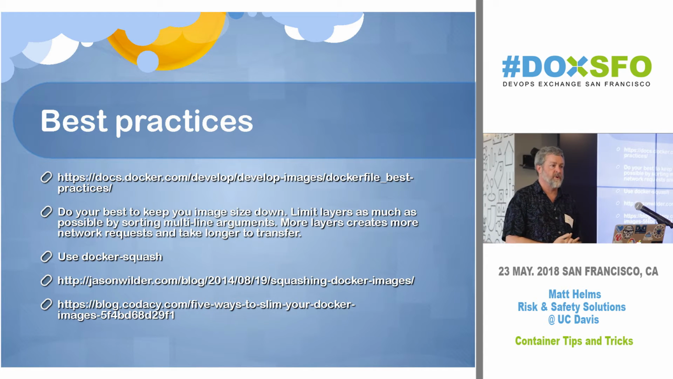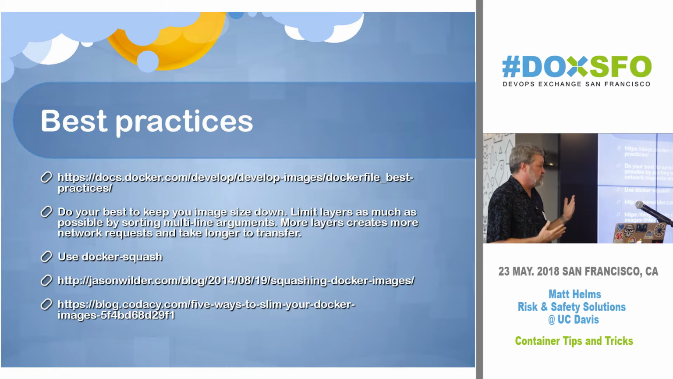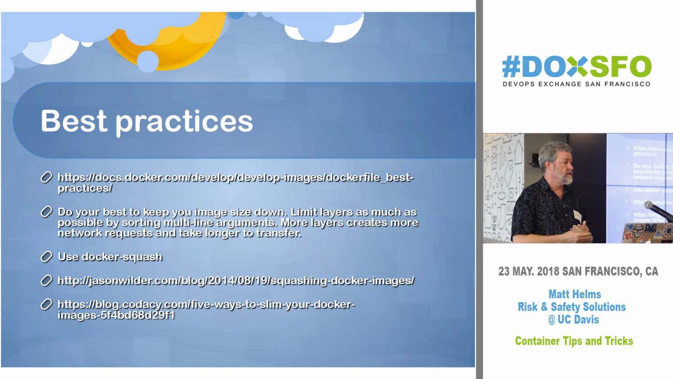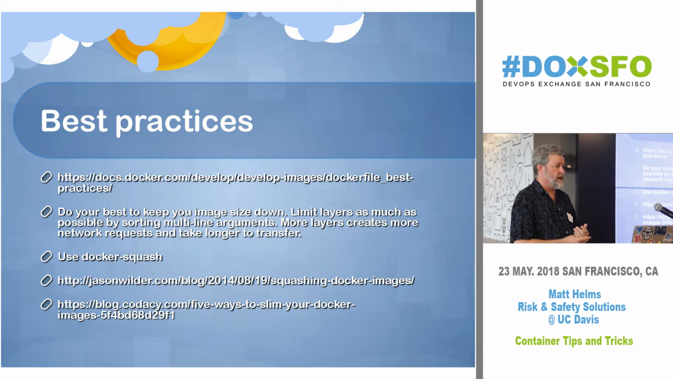One thing you want to do is keep your image sizes as small as possible. So do things like bundle all your commands together on one line if you can. Use as few lines as possible. Use a program called Docker Squash. It's a third-party product one of the Docker developers wrote. And then I have a link for an example that Jason does, and then also a link to 5 ways that you can slim your Docker containers down.